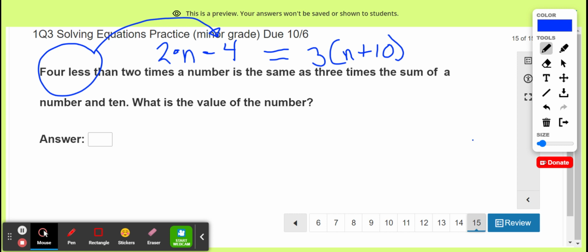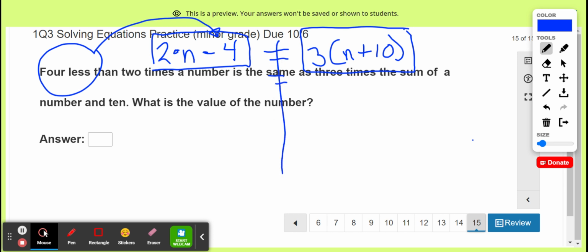Looking at the last one, number 15, I'm going to set up an equation where they are the same, which means equal. So we got 2 times n minus 4, which is equal to 3 times the sum of a number and 10. Flow down here. First, we need to distribute 3 times n and 3 times 10. So we have 2n minus 4 and 3n plus 30.